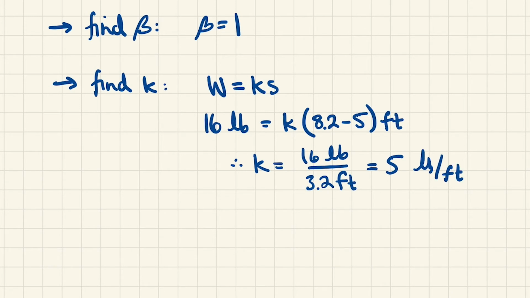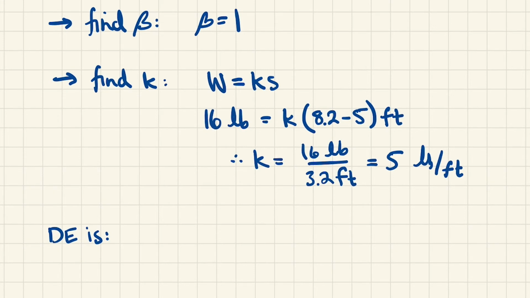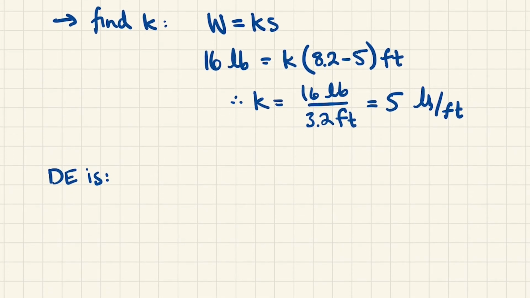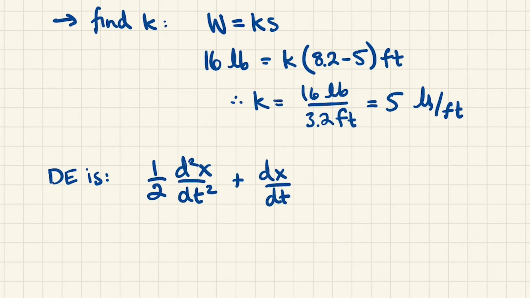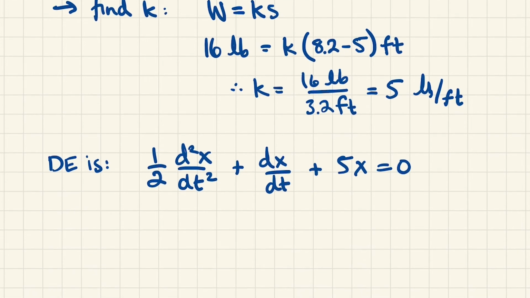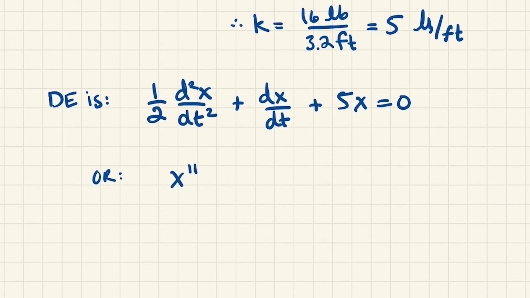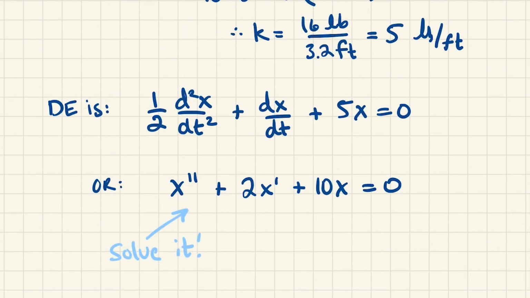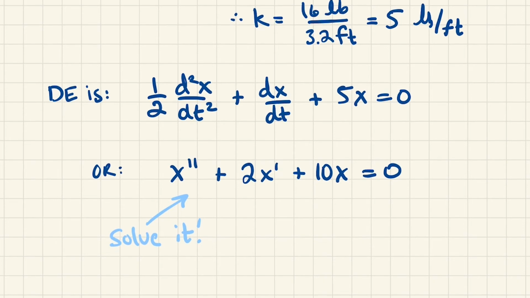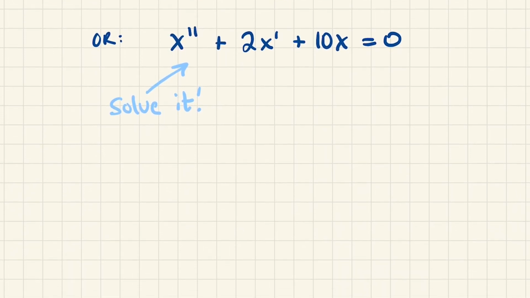All right, so the differential equation is given as follows. The mass was 1/2, beta was equal to 1, and our k is 5. So if we double everything, make life a little bit easier, we'd get x double prime plus 2x prime plus 10x is equal to 0. Okay, so let's just solve this. Hooray! It's a homogeneous linear differential equation. So let's just write down its auxiliary equation.